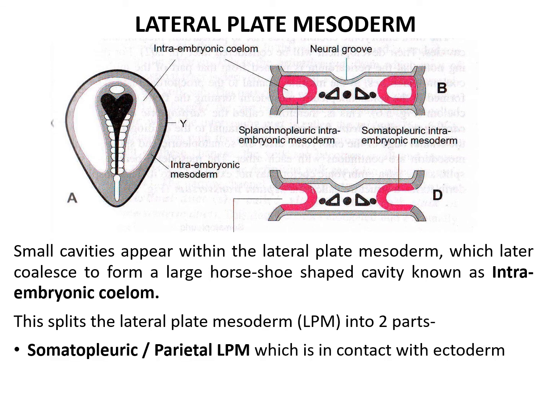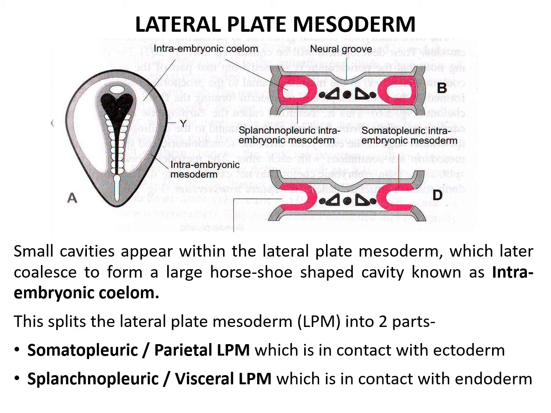The somatopleuric or the parietal lateral plate mesoderm is the part which is in contact with the ectoderm, and the splanchnopleuric or visceral lateral plate mesoderm is in contact with the endoderm. Gradually, this intraembryonic coelom completely separates the somatopleuric and splanchnopleuric layers laterally and communicates with the extraembryonic coelom.